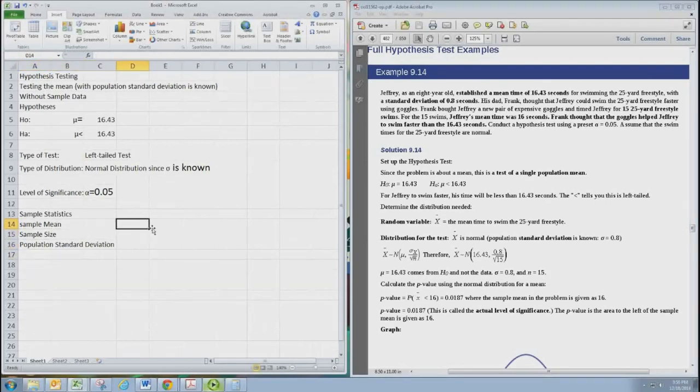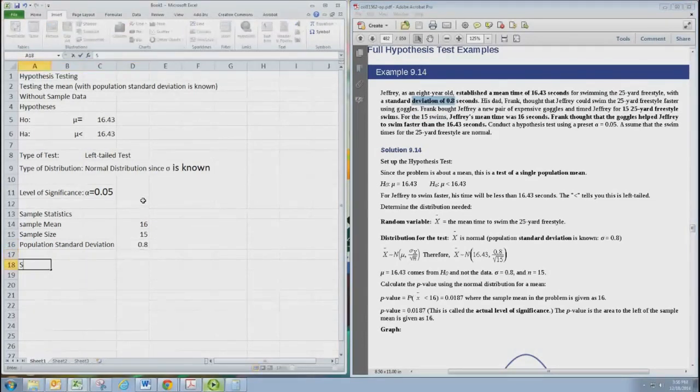Alright, so the sample mean is 16. It says Jeffrey's mean time was 16 seconds. The sample size is 15. It says for the 15 swims. And the population standard deviation is 0.8. So 0.8.